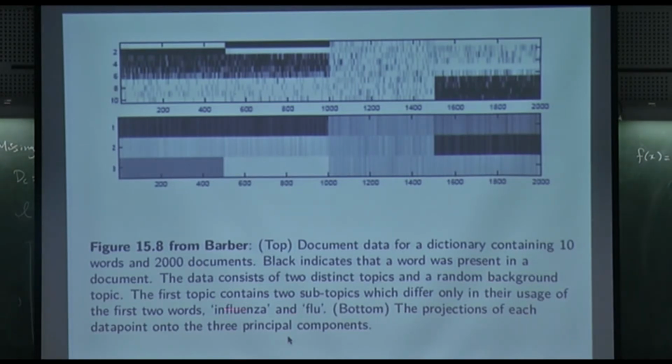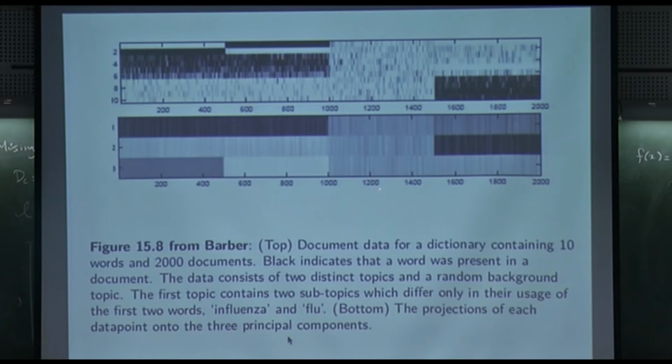The projections of each of the data points onto the 3 principal components end up giving you, for each of these documents, the weight on the first topic, the second topic and the third topic. So for example, these documents look like they have equal weight on 2 of these topics. These documents look like they're putting most of their weight on the first topic. This guy is completely smeared out.